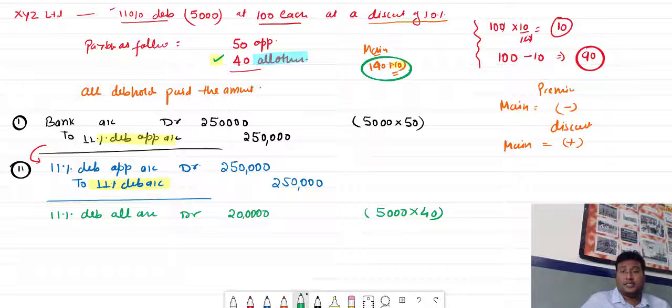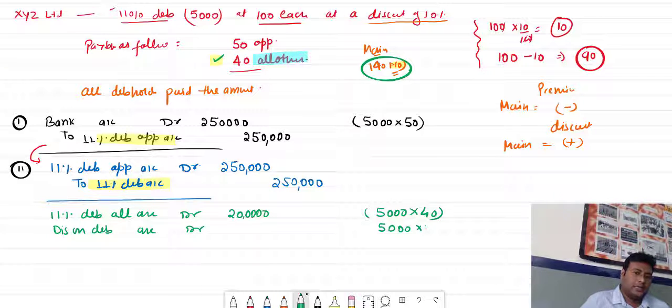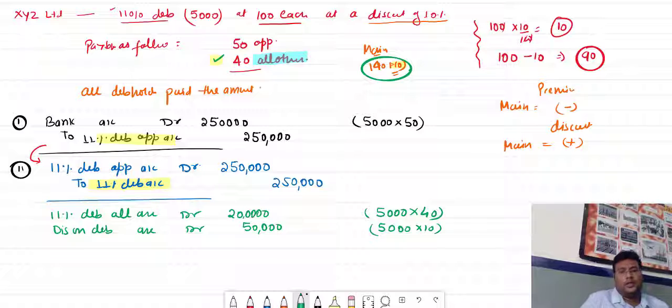Bacha, discount is there. Discount is always treated as a loss for the business, so we will write down here discount on debenture account debit. But on 5,000 debentures we have a discount of 10 rupees, so 5,000 into 10 is equal to 50,000. And to 11% debenture account, as we know that in the debenture we always transfer the main value.